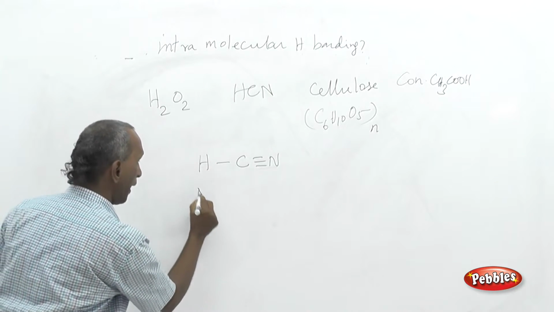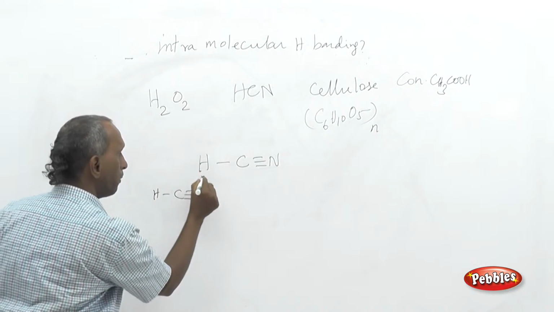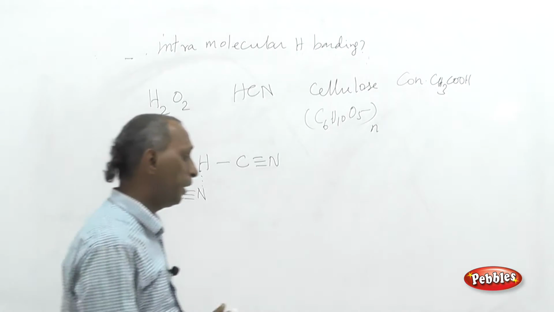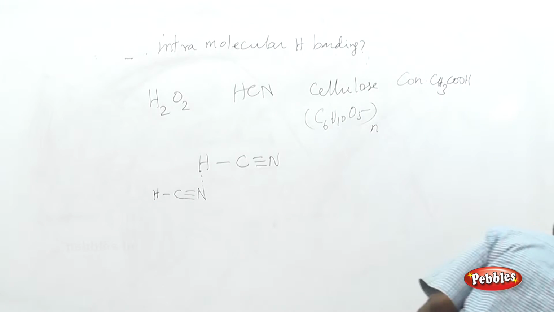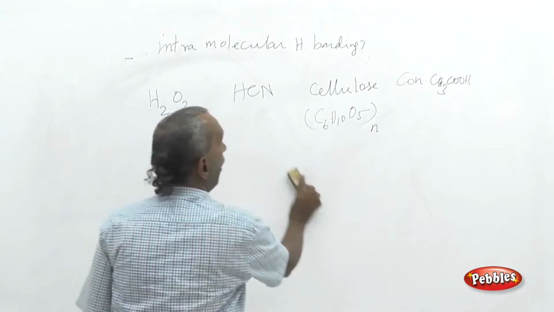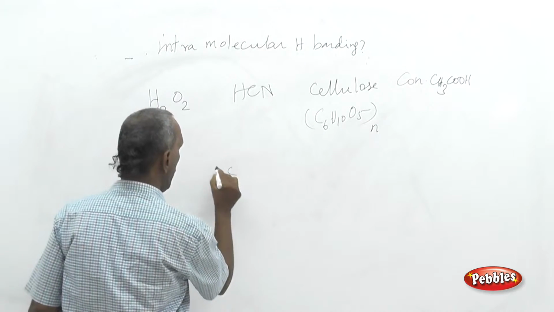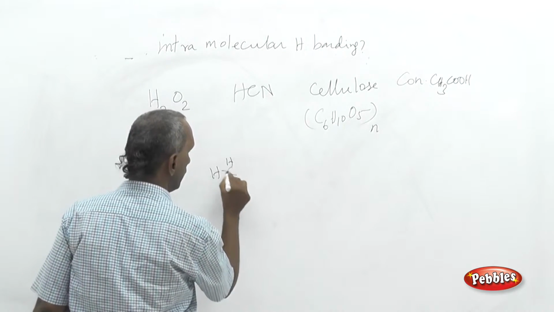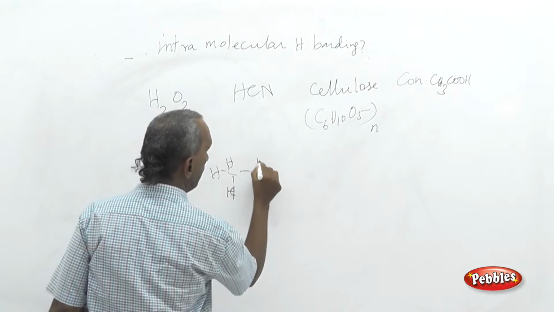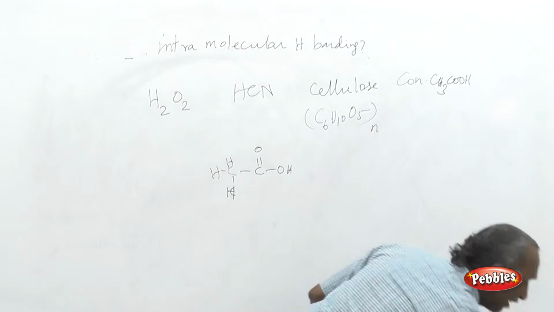If there is some other atom in this manner, there can be hydrogen bonding between the two molecules. Here also it is intermolecular hydrogen bonding. Similarly is the case with acetic acid, CH3COOH. CH3, C double bonded to O, and OH. This is the structure for acetic acid.